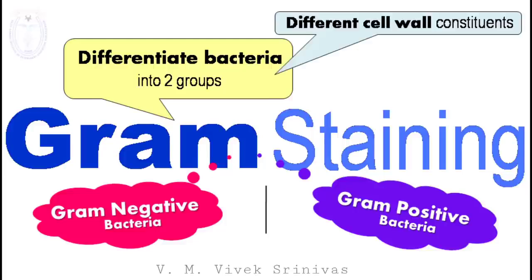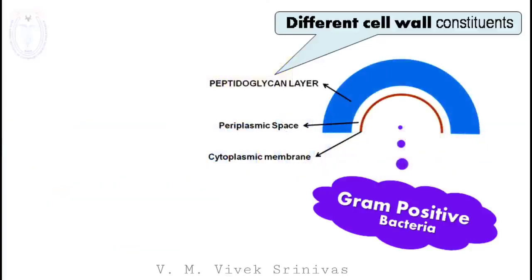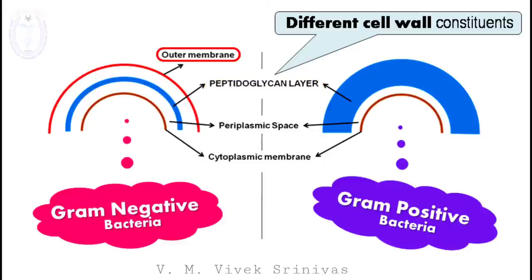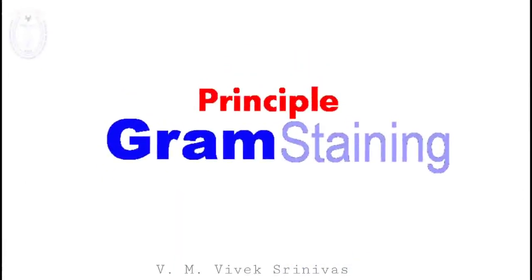These two groups are different in their cell wall constituents. The gram-positive bacteria have a thick peptidoglycan layer, but the gram-negative bacteria have a thin peptidoglycan layer. And in addition, they have another layer, the outer membrane, which is rich in lipid content. Coming to the principle behind the Gram staining technique.